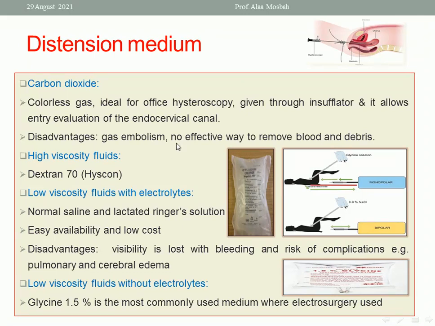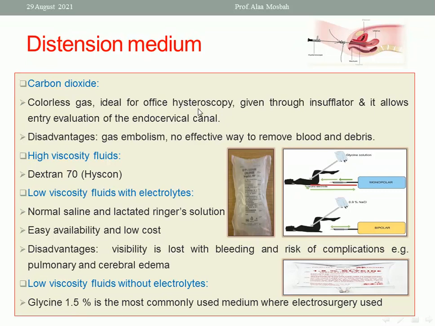Carbon dioxide, I can use it only in office hysteroscopy for diagnostic purposes. I cannot use it completely in operative hysteroscopy. So it is used only for diagnostic purposes in office hysteroscopy. The disadvantage of carbon dioxide is the occurrence of gas embolism, and also there is no effective way to remove blood and debris if present. Okay? But it is used only, as I said before, for office hysteroscopy.